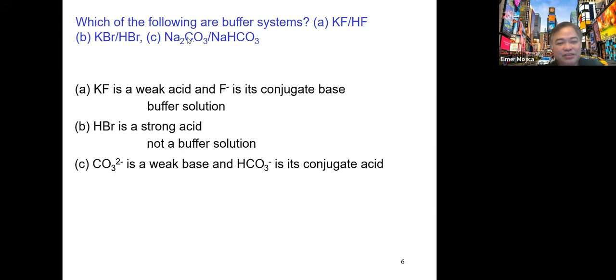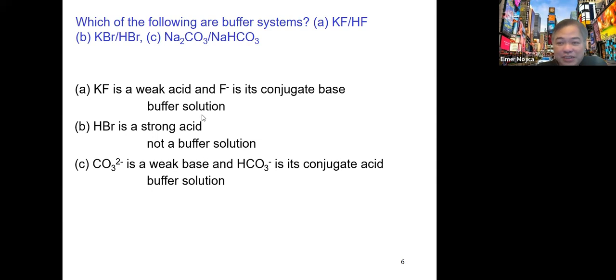Okay, and this one, if you're going to look at this, all of them will come from salt. But as you could see, HCO3 minus is an acid, and its conjugate base is CO3 2 minus. It's what we call a weak base. So it is a buffer. Okay?